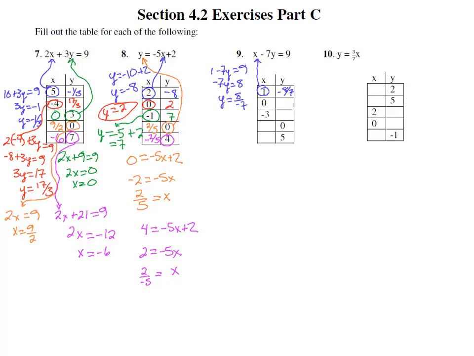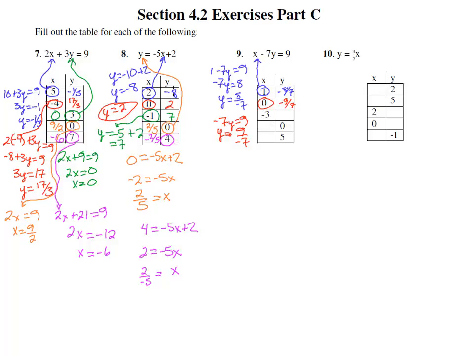Okay, the next one, we're going to stick 0 in for x. So it's going to be 0 minus 7y equals 9. Yeah, we can solve that for y. Get y by itself by dividing by a negative 7, and we get y equals 9 divided by a negative 7. And that is negative 9/7.